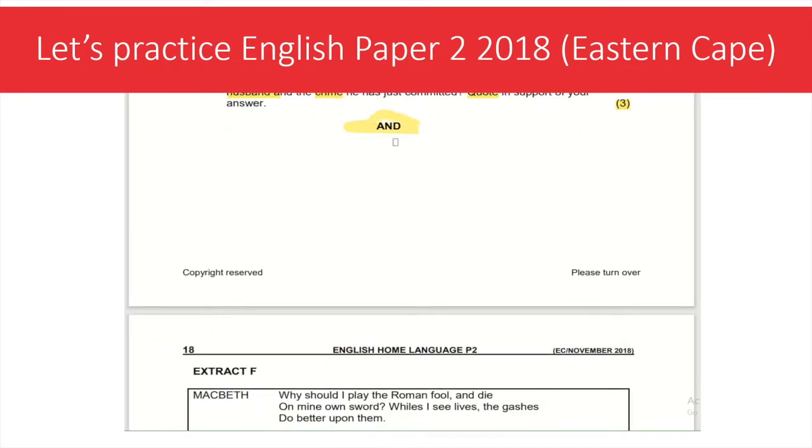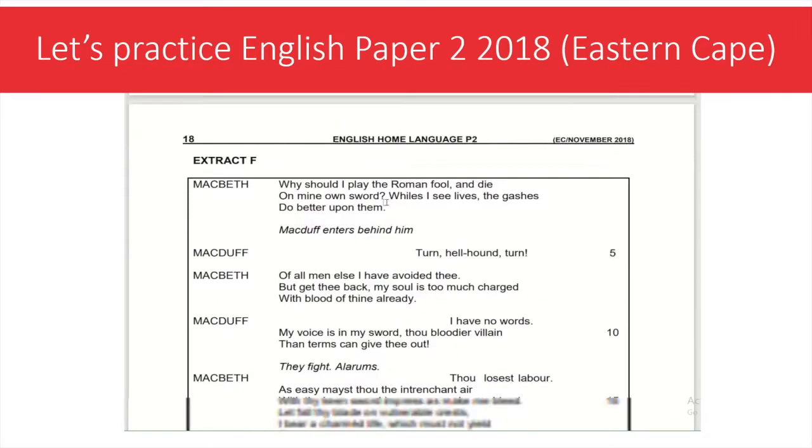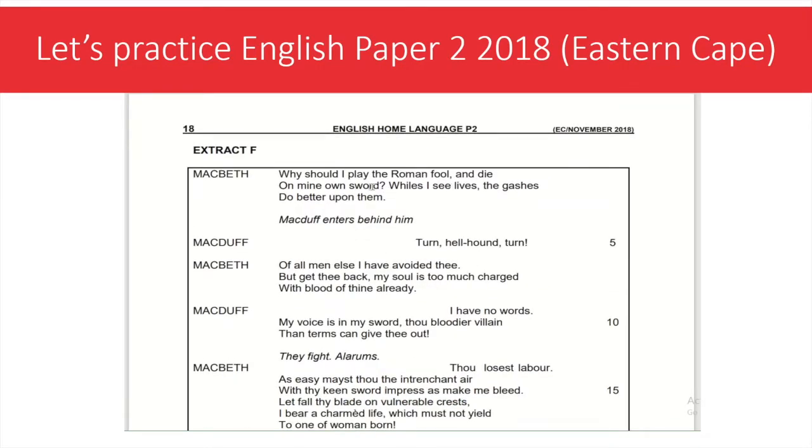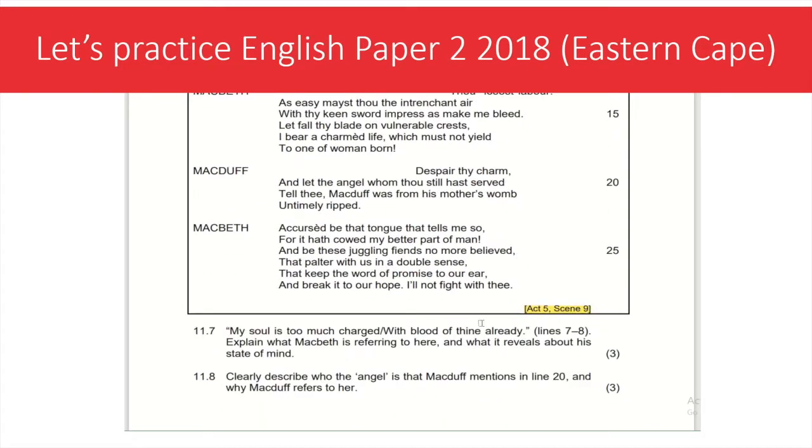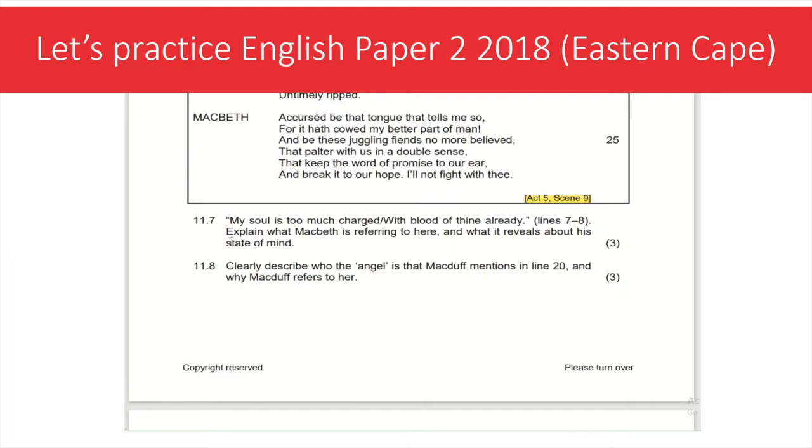So this is Anne, don't forget, you need to answer more questions. We have another extract, also not going to read it to you. It is the part where Macbeth and Macduff are having their little fight. We can see over here that it's Act 5, Scene 9. So 11.7, my soul is too much charged with blood of thine already. Lines 7 and 8. Explain what Macbeth is referring to here and what it reveals about his state of mind. Okay, so we need to have a look at lines 7 and 8.